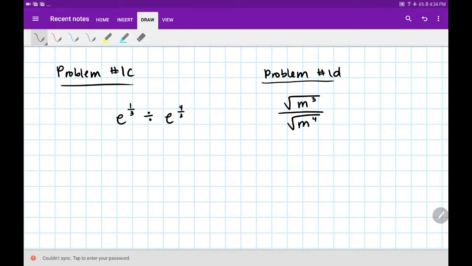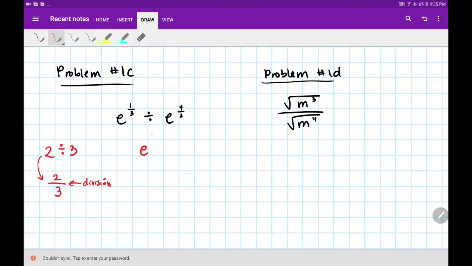Okay, problem number 1c. I have e to the 1/3 divided by e to the 4/3. Here's my hint for this problem. I'm not really comfortable with this division sign because, to be quite honest, I haven't really seen it very much. So I'm going to immediately rewrite that as a fraction. So for instance, if I had 2 divided by 3, that's equivalent to writing 2 over 3. So that fraction sign just means division.